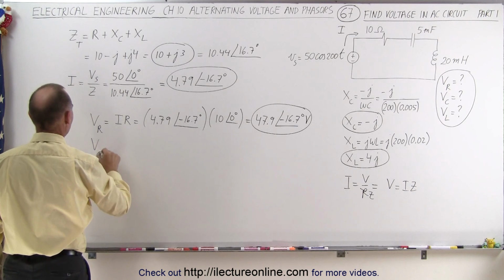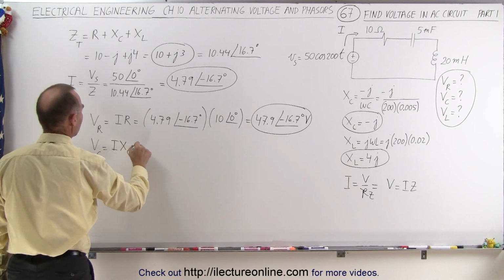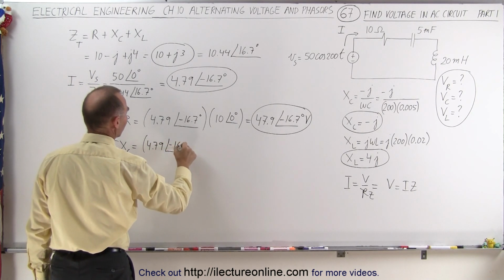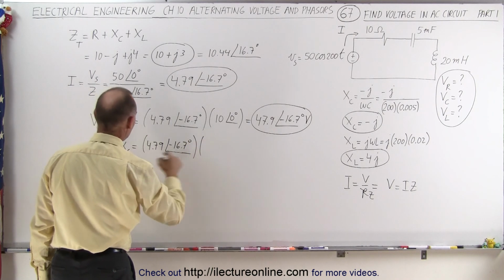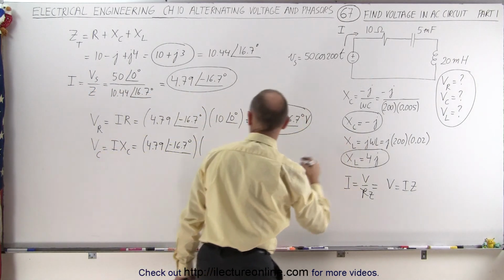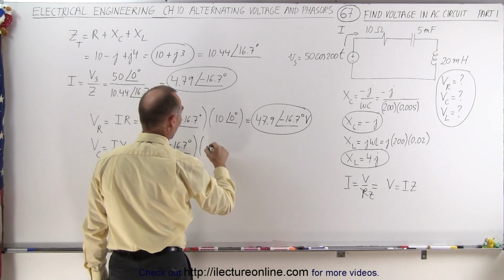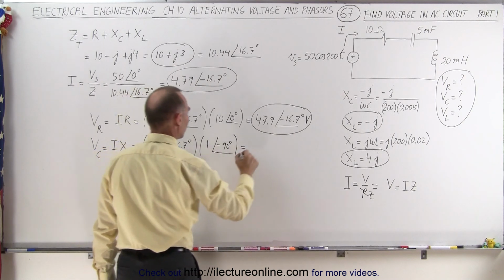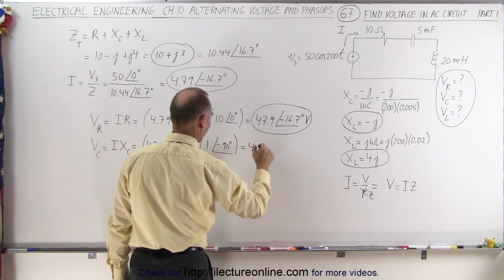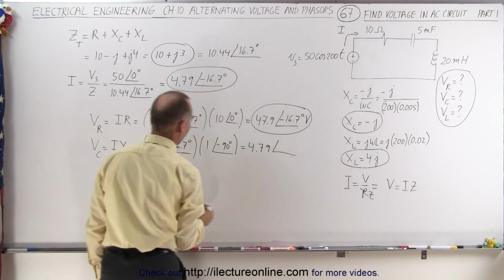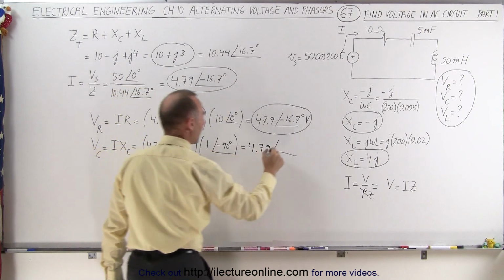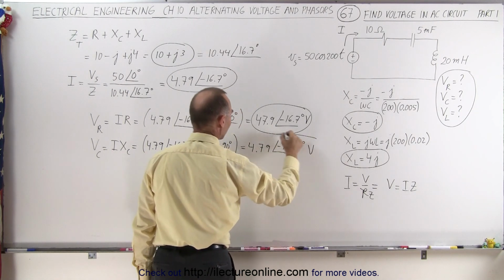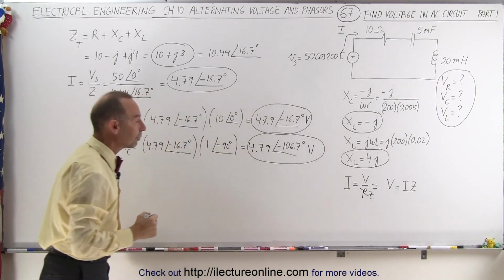Now the voltage across the capacitor is equal to the current times X sub C, which is equal to 4.79 with a phase angle of minus 16.7 degrees, and we multiply it times X sub C, which is over here. That would be a magnitude of 1 with an angle of minus 90 degrees. And so this will be equal to 4.79 with a phase angle of this minus that, which would be minus 106.7 degrees. And that's, of course, also in volts. So there's the voltage across the capacitor.